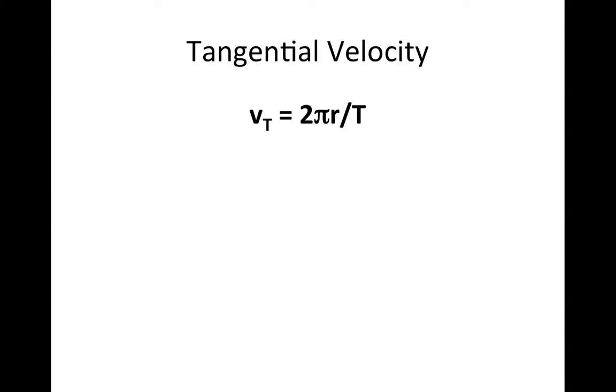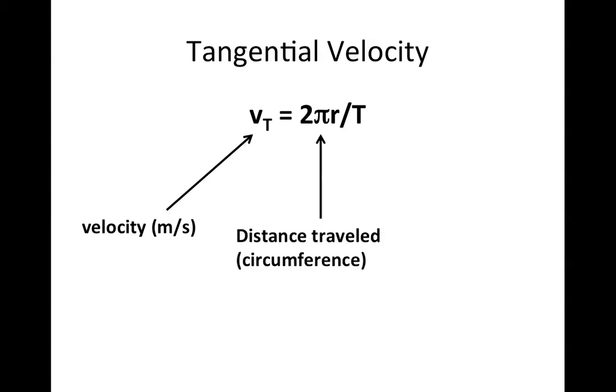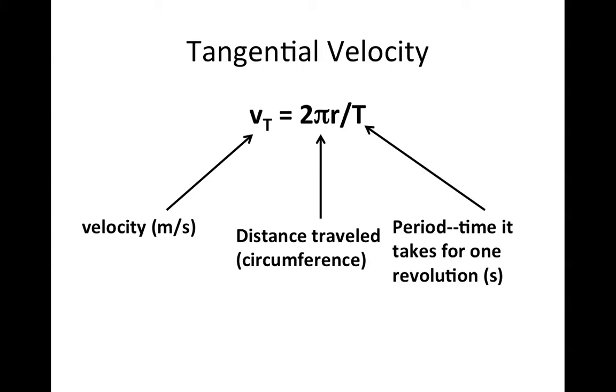And that is Vt equals 2 pi r divided by capital T. This is the tangential velocity, and it is in meters per second, just like normal velocity. Normal velocity is distance over time, and that's exactly what we're doing here. The distance traveled in this case is one whole circle, which is the circumference, so the distance traveled is 2 pi r, where r is the radius of that circle. Capital T is called the period, and it is the time it takes for one revolution, so the time it takes to completely move around the circle in seconds.